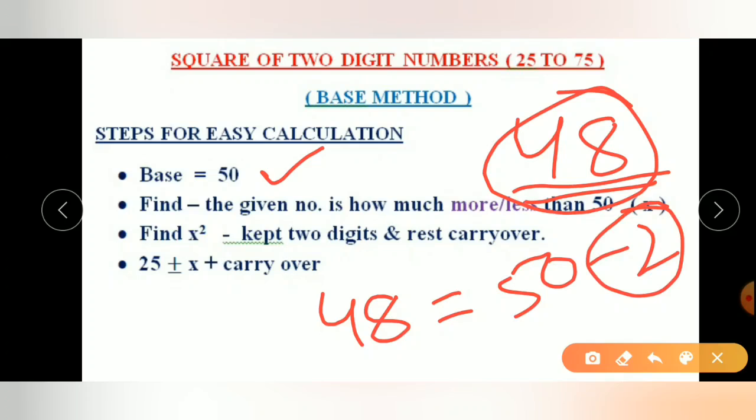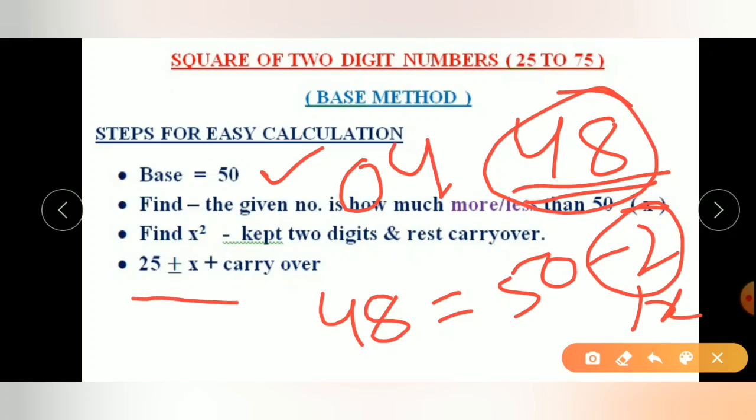Here I take x as the more value or less value. Then find out the square of that lesser value or more value. Here 2 is the less value, so the square of 2 is 4. But remember, 2 digits should be kept. If more than 2 digits are there, then 2 digits are kept and the rest is carried over.